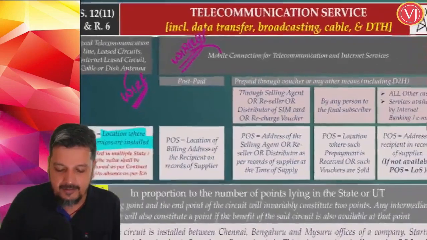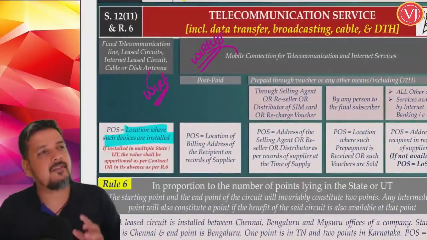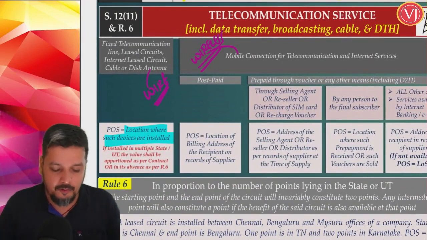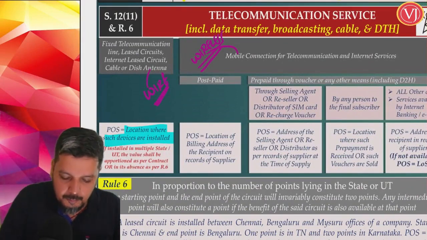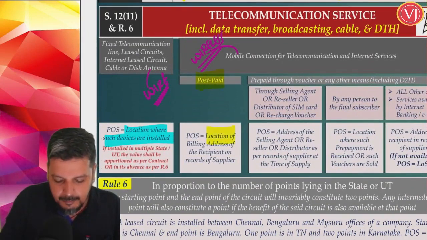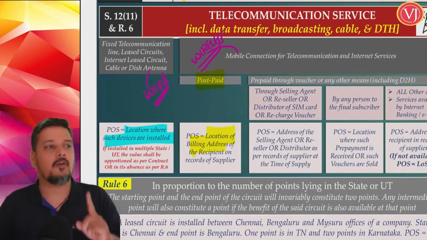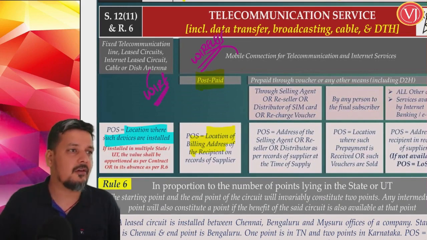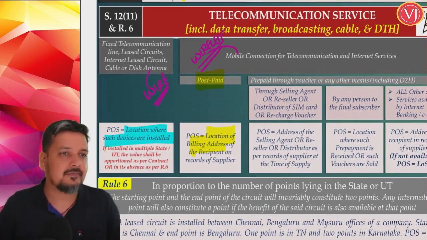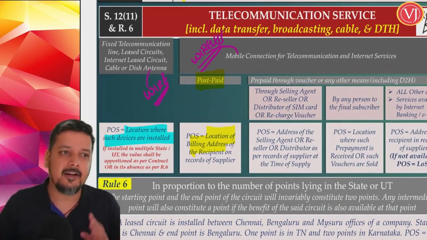If it is wireless, the answer is also simple, if it is postpaid. If it is postpaid, then the place of supply is the billing address. See, the answer is very simple for the wire category: where the device is installed. Even for wireless, the answer is very simple: if it is postpaid, billing address.